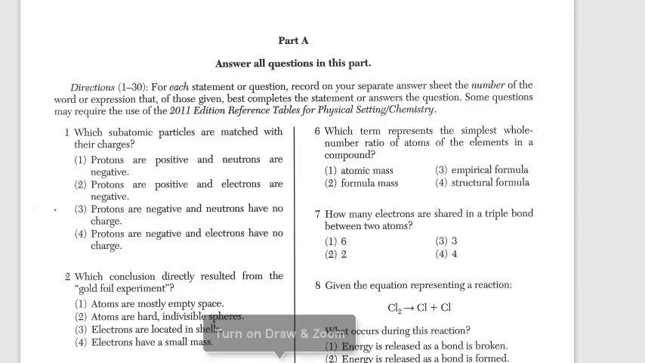Question 1 is just an information, a memorization type question. Subatomic particles are matched with their charges. You have to remember protons, p, are positive, electrons are negative, and neutrons, of course, have no charge. Then just go through the answers and keep on eliminating choices till you get to the right one. Choice 1 can't be the answer. Neutrons aren't negative, they have no charge. Forget choice 1. Choice 2, protons are positive, electrons are negative. There's your answer. Stop right there, keep going.